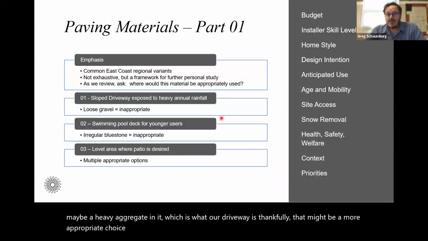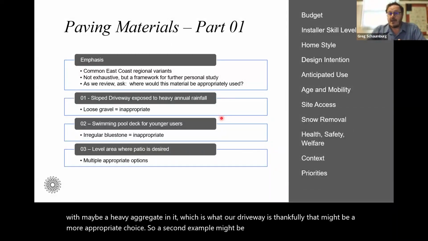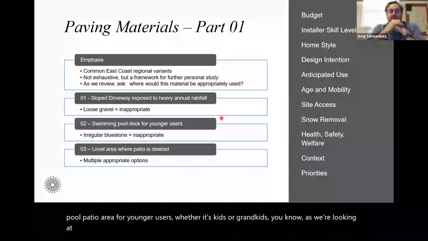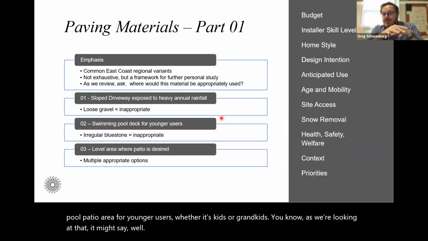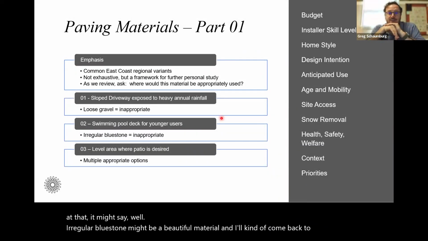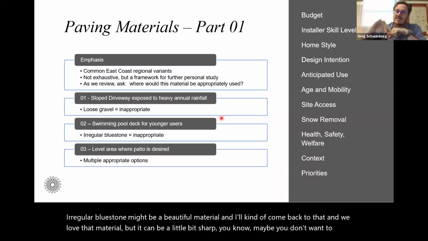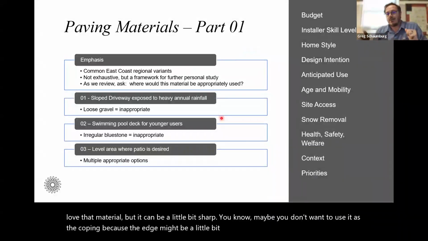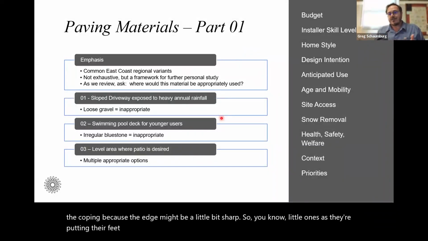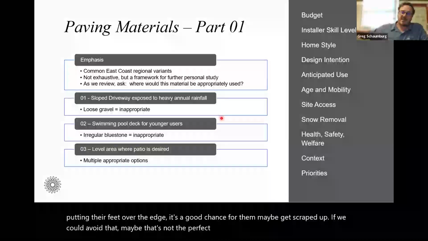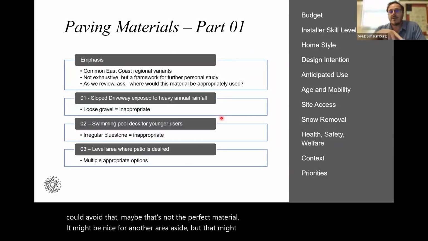A second example might be a swimming pool deck, a patio area for younger users, whether kids or grandkids. Irregular bluestone might be a beautiful material, and I'll come back to that, and we love that material, but it can be a little bit sharp. Maybe you don't want to use it as the coping because the edge might be sharp, and little ones putting their feet over the edge have a good chance of getting scraped up. If we could avoid that, maybe it's not the perfect material. It might be nice for another area, but it might be inappropriate as a choice here.